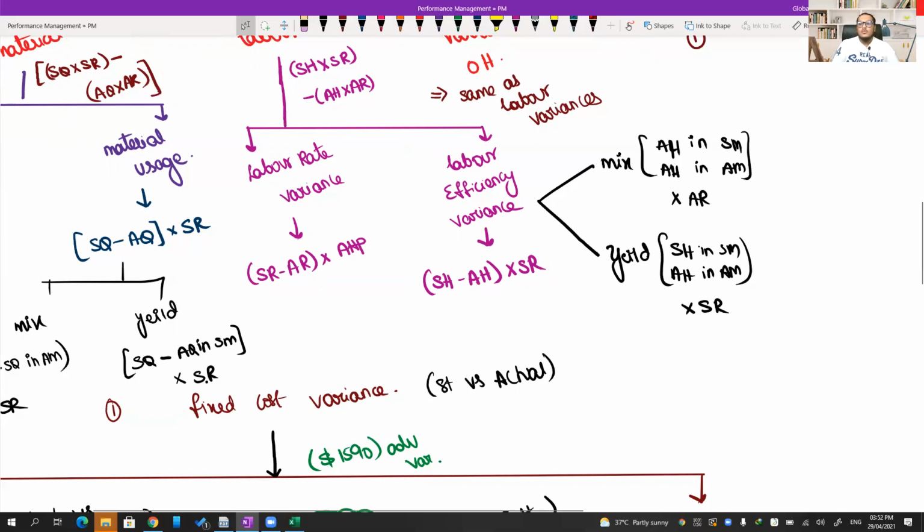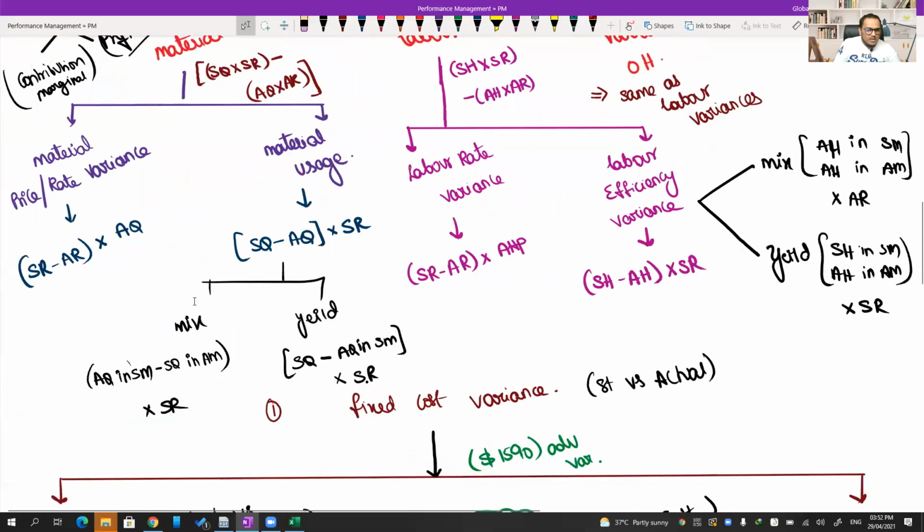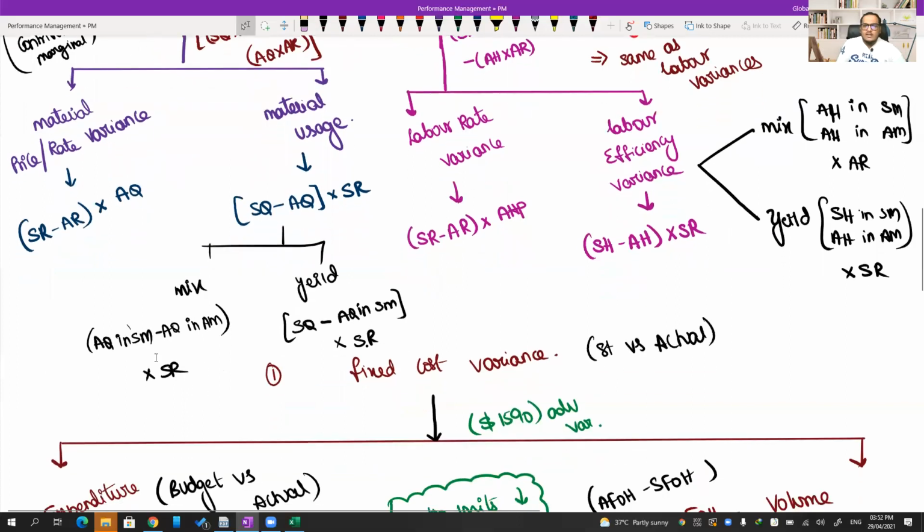Is that clear, guys, now? But small mistake in material mix formula you wrote, isn't it AQ in AM? What did I write there? Acha, SQ I wrote. Okay, sorry sir, thank you for the correction. Mix is always for actual quantities only. Mix variance we always do for actuals only. Yields we will do for the standards. Thank you for the correction. Actual quantity in standard mix and actual quantity in actual mix. Actual quantities only. Here also actual hours.